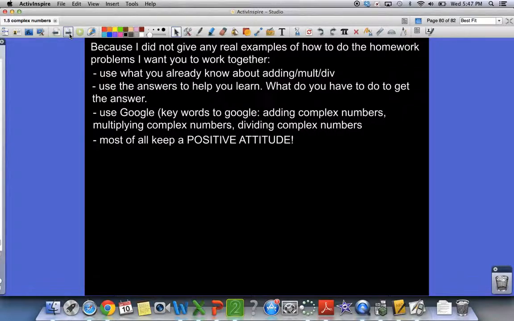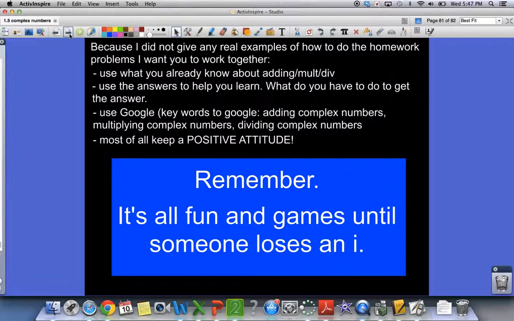Most of all, keep a positive attitude. If it gets frustrating, take a break, find somebody who can help you. But keep a positive attitude, because that positive attitude is going to allow you to learn. It's going to allow you to think and figure some stuff out. And if you can figure it out on your own, oh, that's going to be awesome.